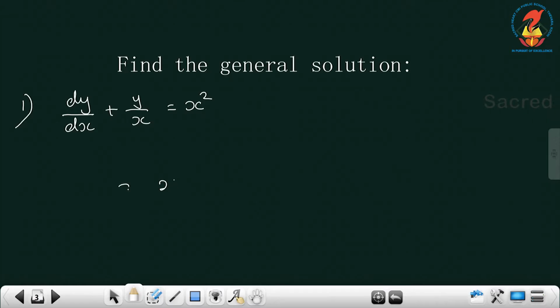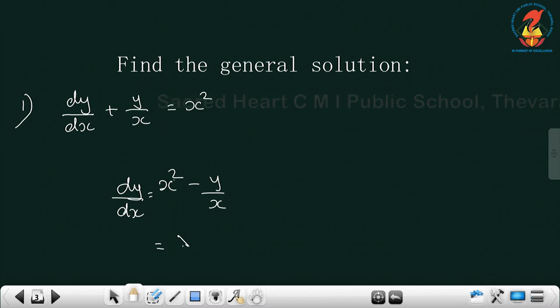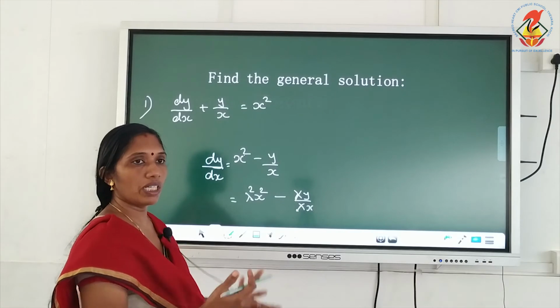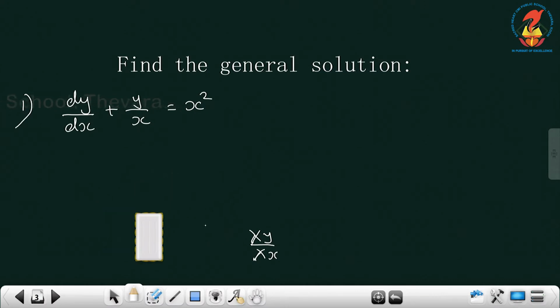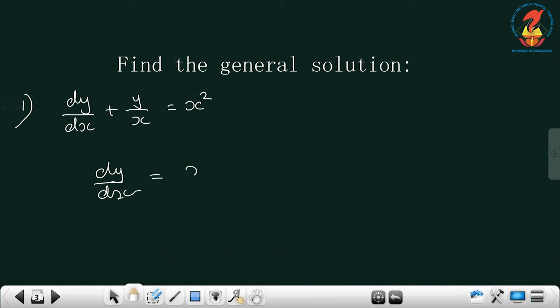When we take dy by dx is equal to x square minus y by x, and replace x by lambda x, we get lambda square x square minus lambda y by lambda x. Lambda cancels here, but it is lambda square, so we can't take it outside. It is not lambda raised to 0 times the given function, so it is not homogeneous. Variable separable means we have to separate x and y to both sides. That is also not possible.